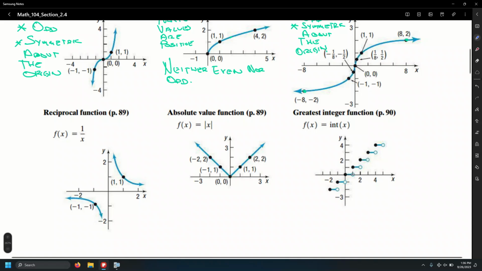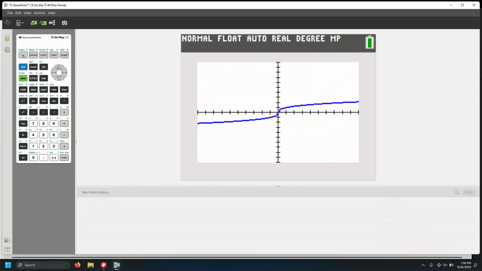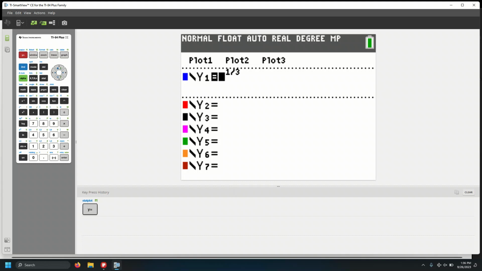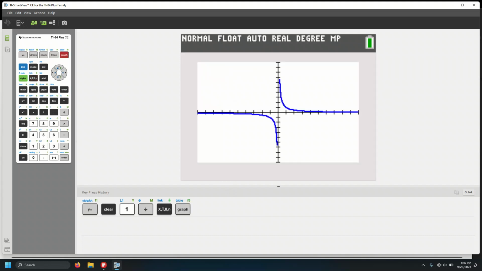All right? And well, to get these graphs, let's see, y equals, let me clear all this, 1 over x. So 1 over x, and then graph. And this is what we're going to see.